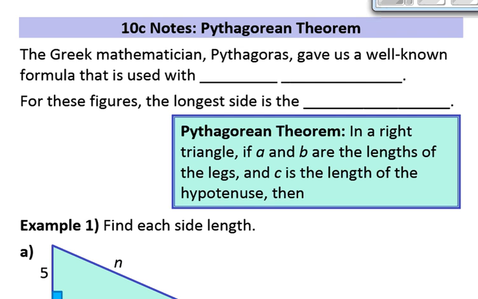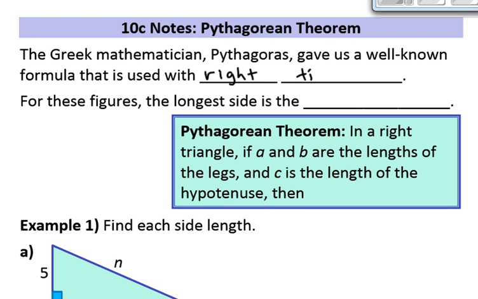This video will cover section 10C notes, which is talking about the Pythagorean theorem. Now, the Pythagorean theorem, the reason it's called that is because it was discovered by a Greek mathematician, Pythagoras, who gave us the well-known formula that is used with right triangles.